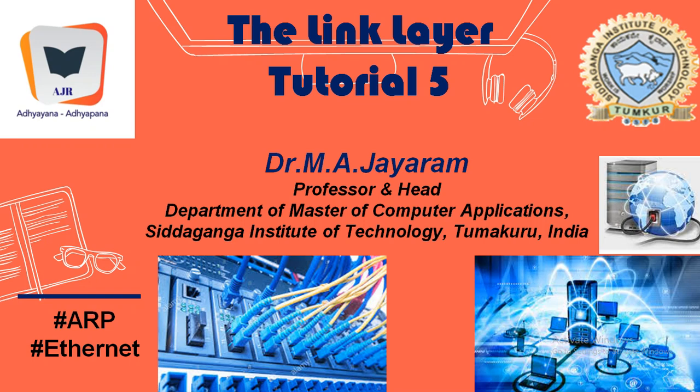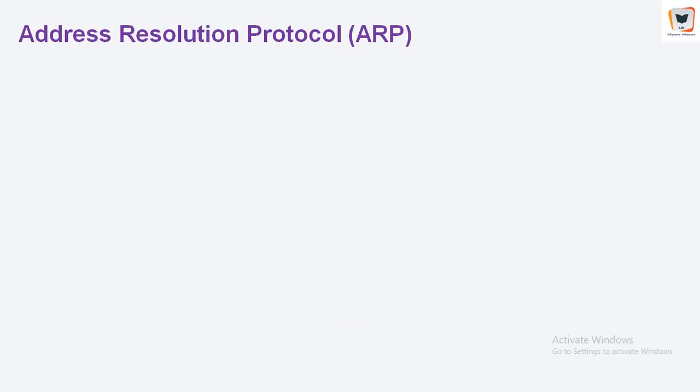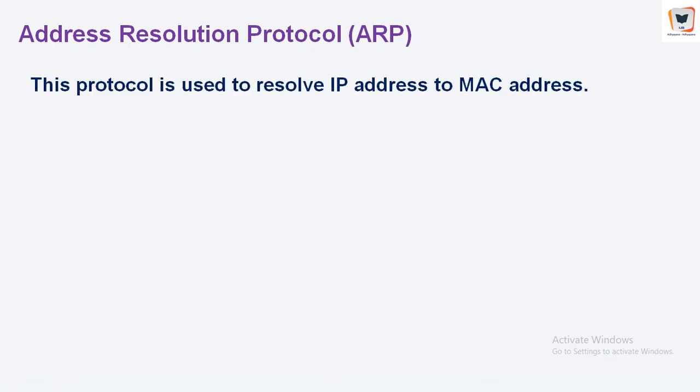My esteemed viewers, in this tutorial we will continue to discuss the link layer in general, and the Address Resolution Protocol and Ethernet in particular. Because there are both network layer addresses and link layer addresses at the link layer level, there is a need to translate the link layer address, that is the MAC address, to the IP address and vice versa.